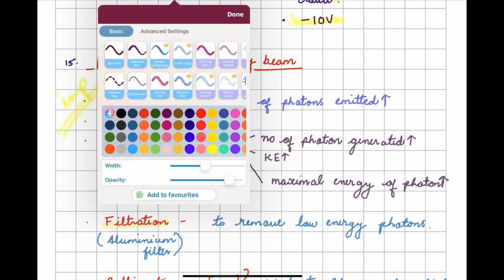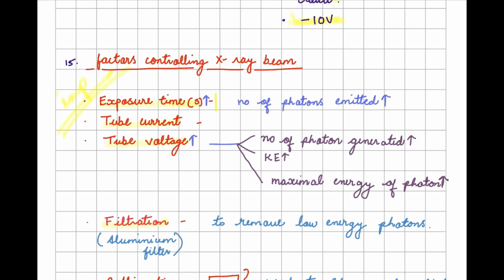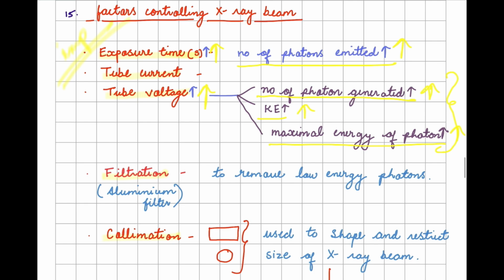So if we increase the exposure time, then the number of photons emitted will also increase. Now we see tube voltage. If we increase the tube voltage, then the number of photons generated increases, the kinetic energy of the photons increases, and the maximal energy of the photons also increases. This is very important. The question can come like this: what happens if you increase the tube voltage? So these are the following things that get increased.